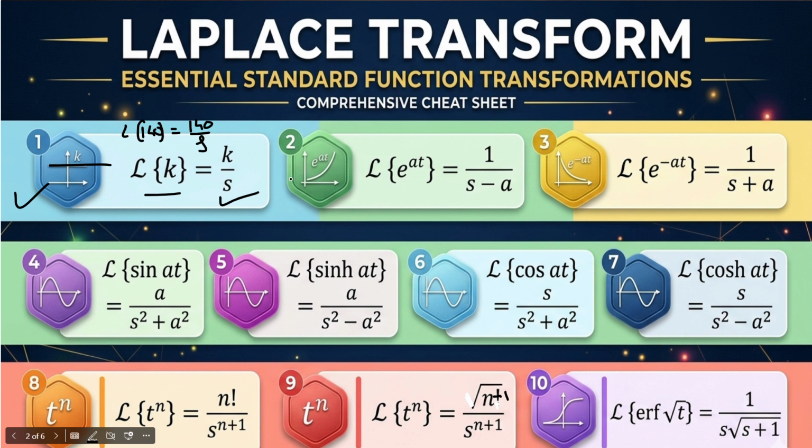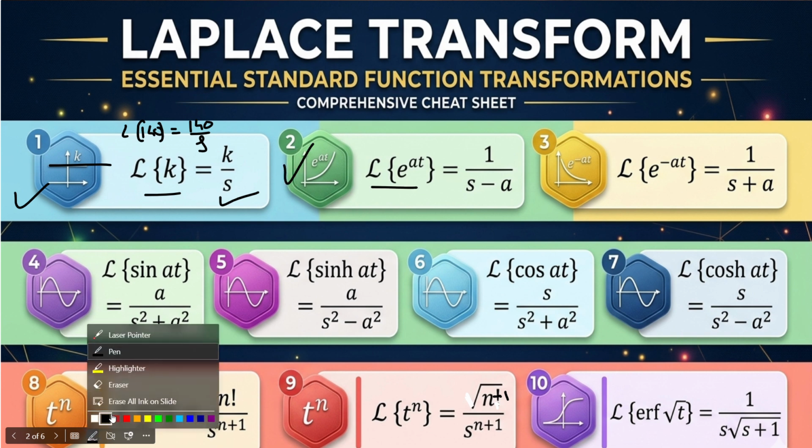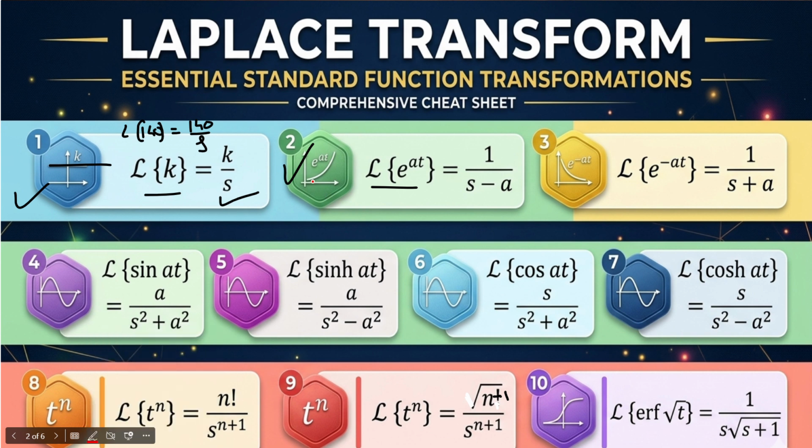Second formula is Laplace of e raised to at. You can see here I have shown the graph also. This is the e raised to at graph. So Laplace of e raised to at is 1 upon s minus a, where a means any constant value.